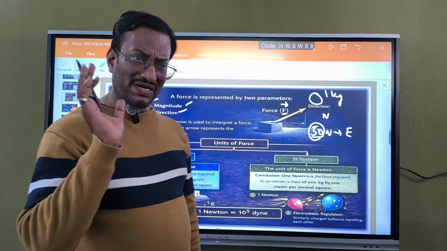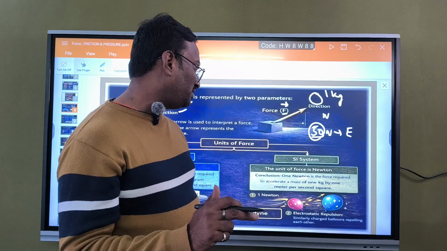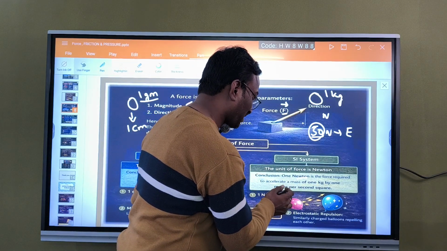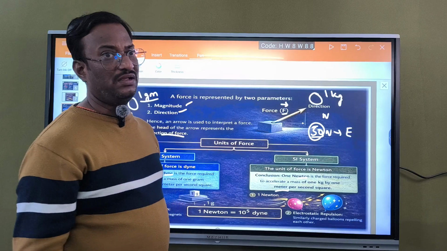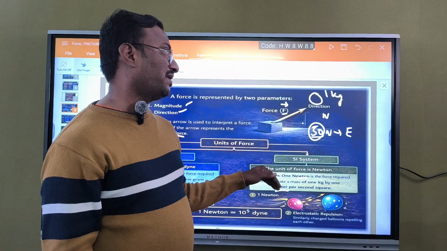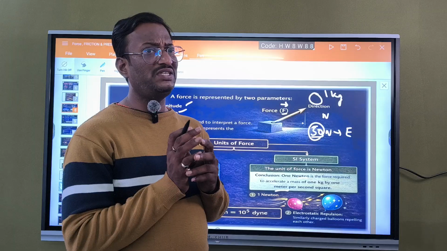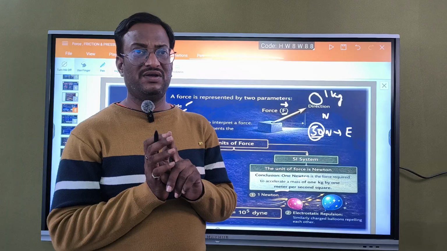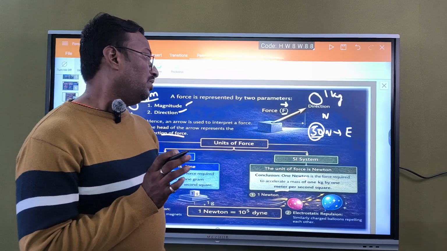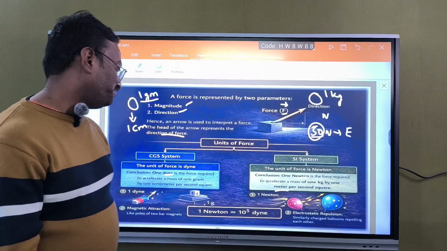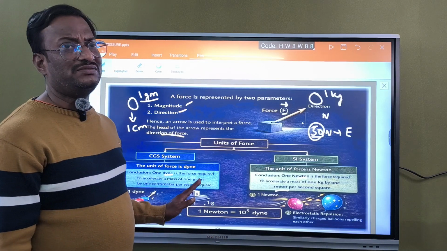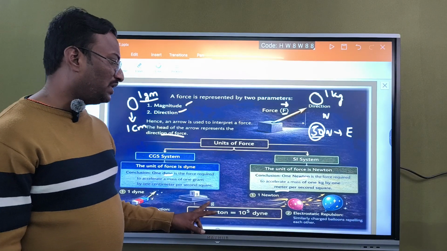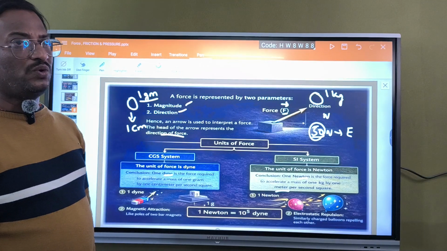When we apply force on 1 kg of mass so that it accelerates by 1 meter per second square, that we call the definition of Newton. The relation between the CGS unit and SI unit is, 1 Newton is equal to 10 to the power of 5 dyne.